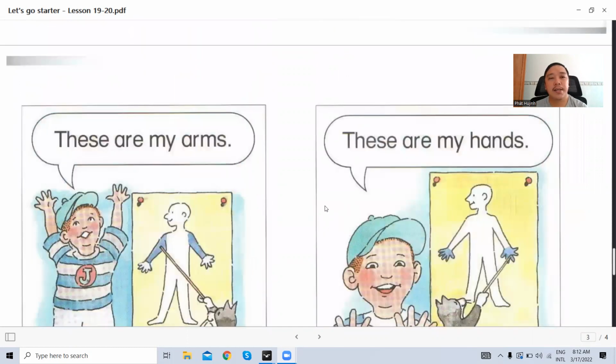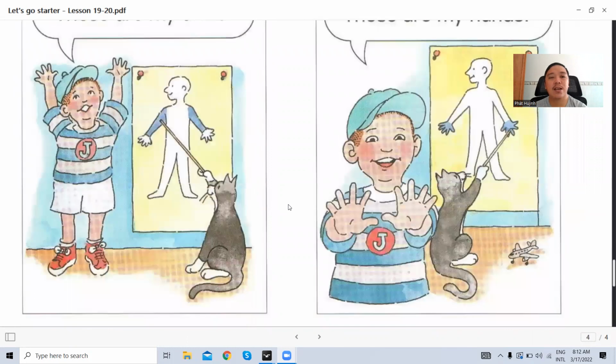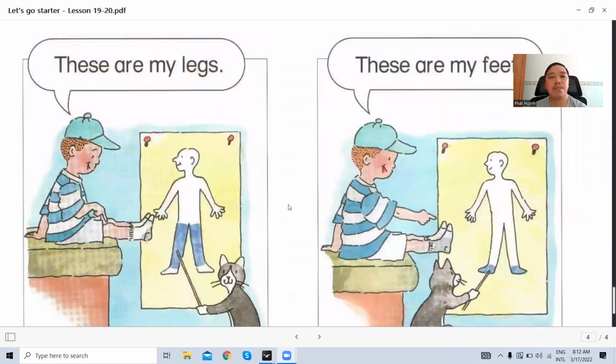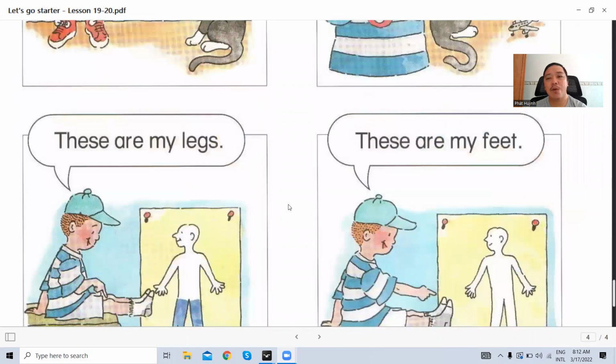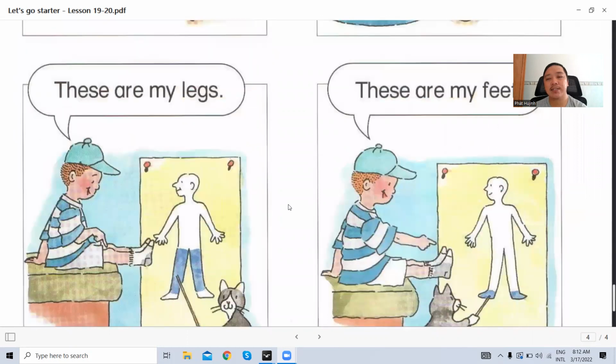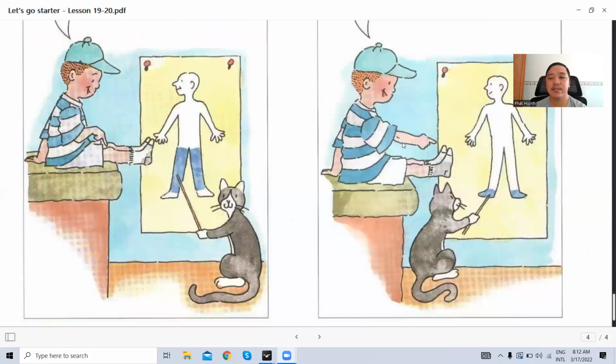Okay. These are my arms. Number two, these are my hands. Number three, these are my legs. Number four, these are my feet. Okay, that's good.